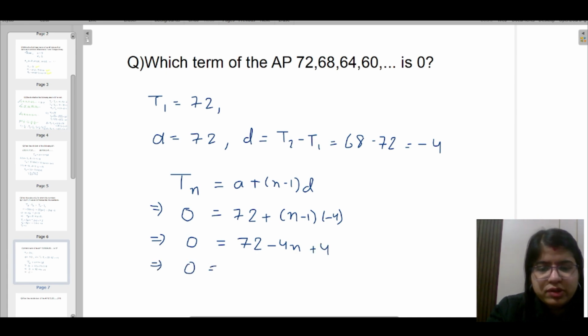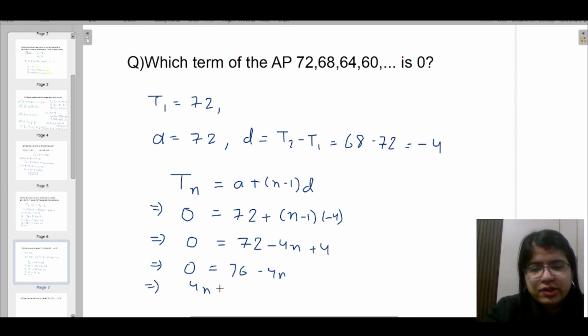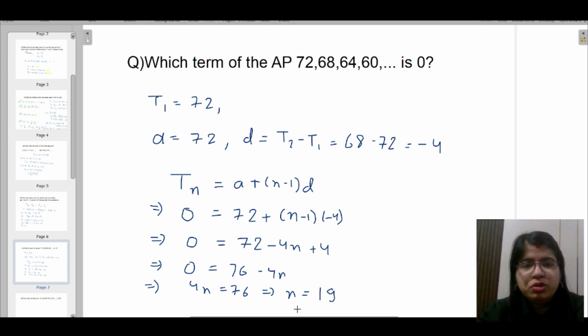So we have 0 is equal to 72 plus 4 is 76 minus 4n. So 4n is equal to 76 and n comes to be 76 upon 4, so we will have 19. So in the 19th term we will have 0. If you are asked which term is 0, we will say that the 19th term is the 0 term.